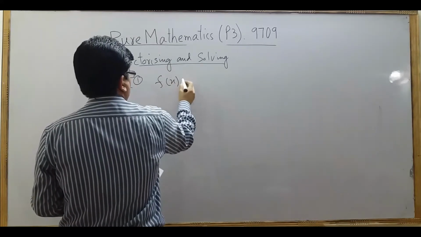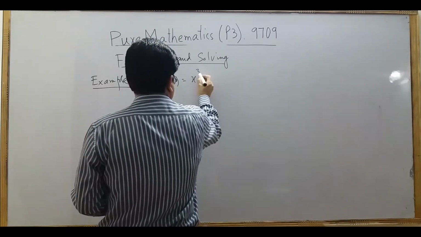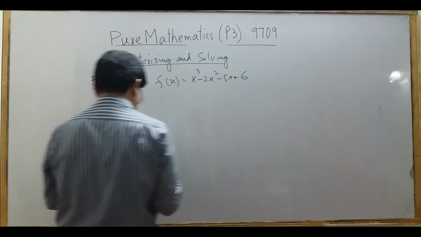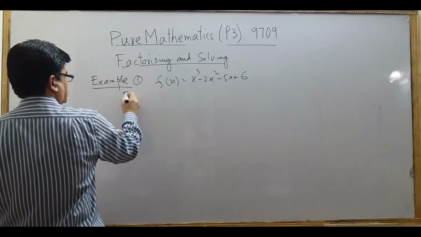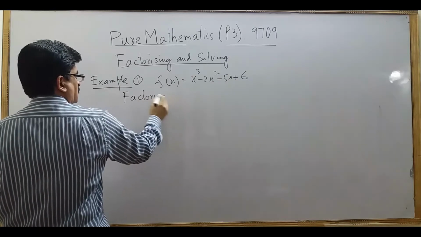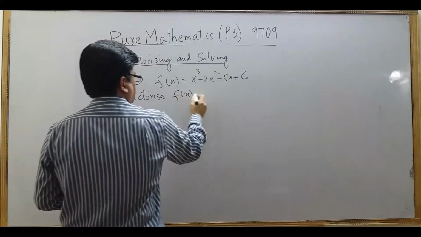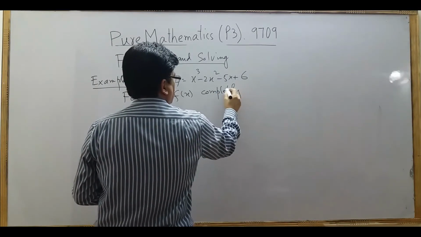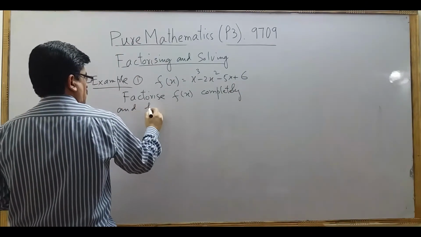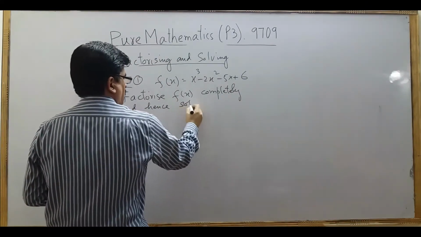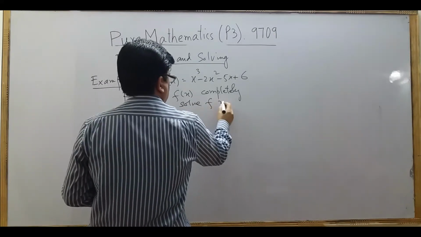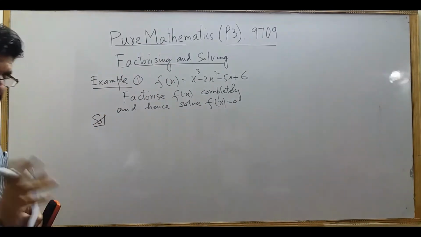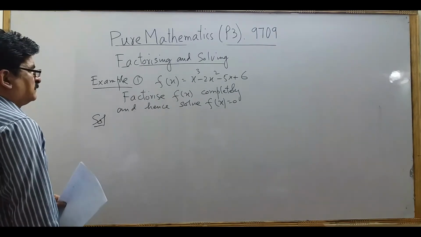given that f(x) is equal to x³ - 5x + 6, factorize f(x) completely and hence solve the polynomial equation f(x) is equal to 0. Be attentive, it's a very important part of this chapter.